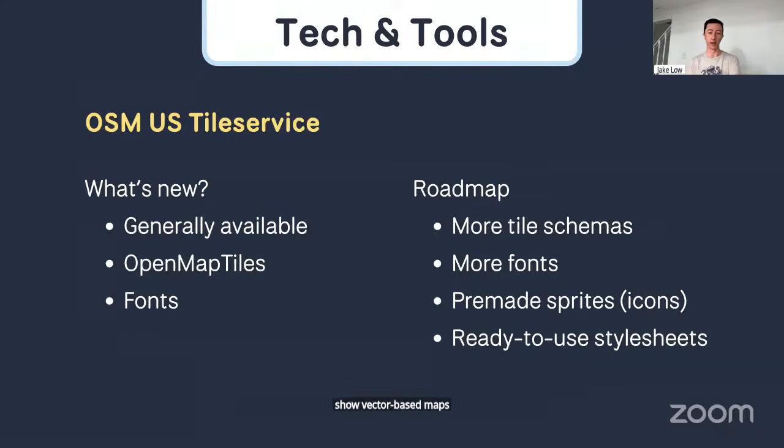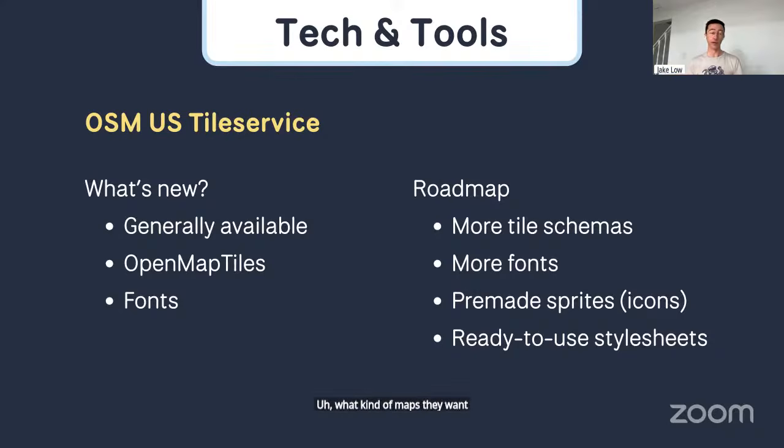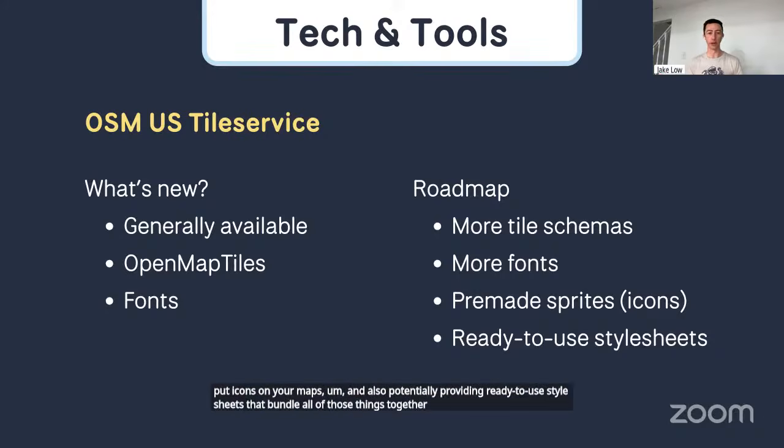Things that are on the roadmap for the tile service would be serving tiles in more schemas to give people more flexibility on what kind of maps they want to build, providing more fonts, providing pre-made sprite sheets so that you can easily put icons on your maps, and also potentially providing ready-to-use style sheets that bundle all of those things together, so that you have a really plug-and-play way to display a map if you want to build an OpenStreetMap-based map into your tool.